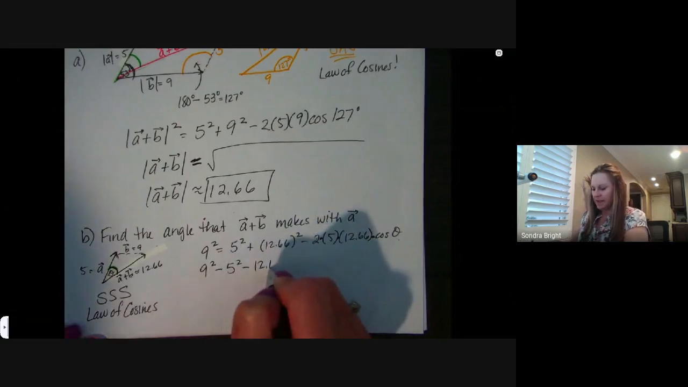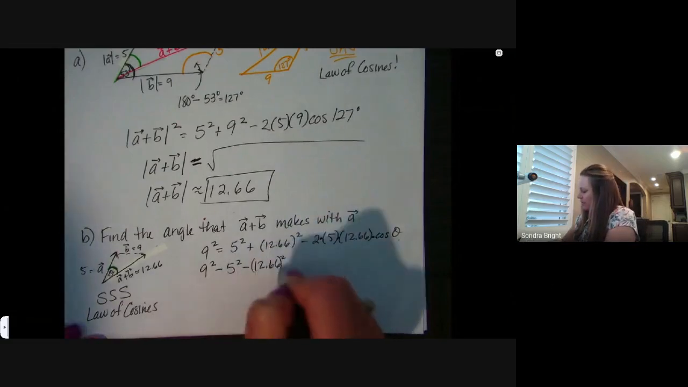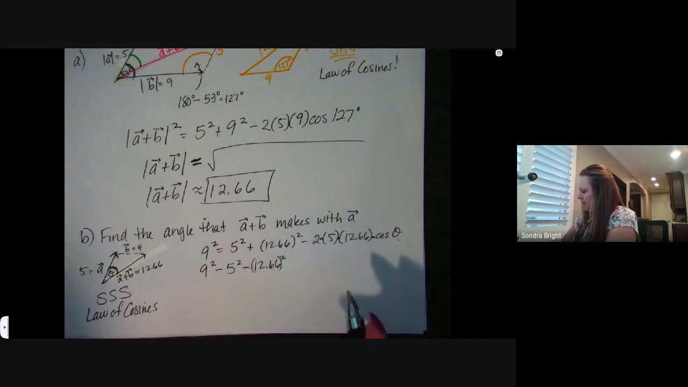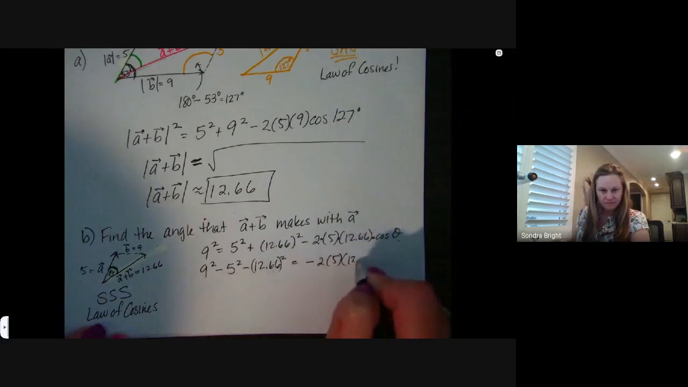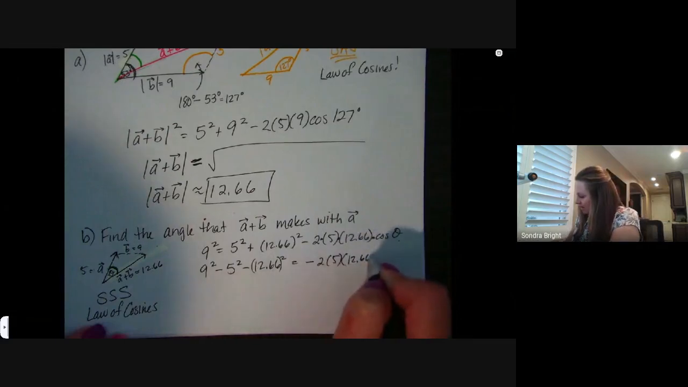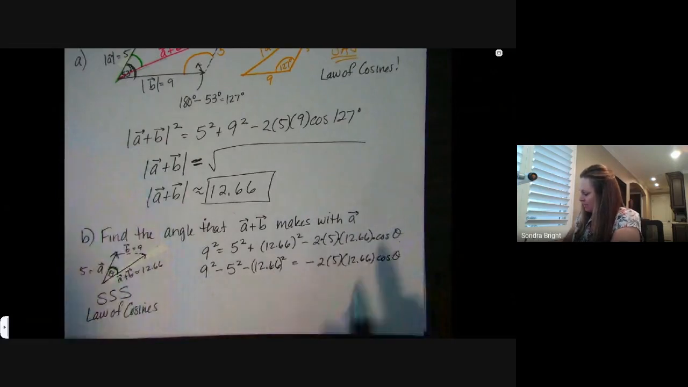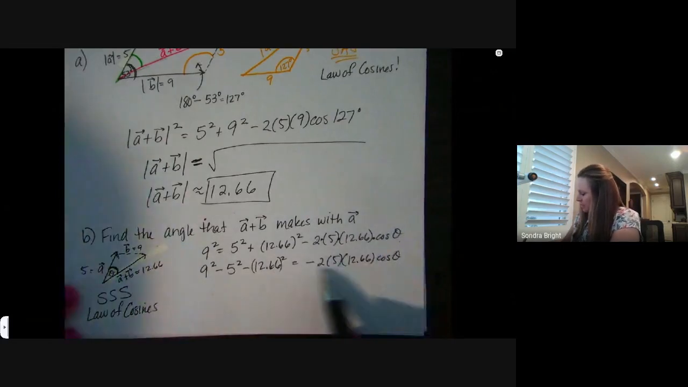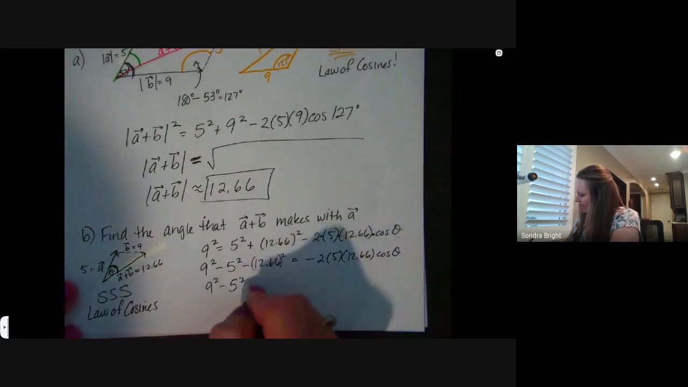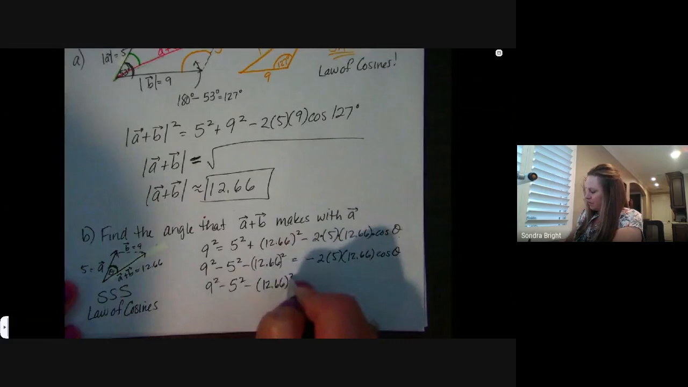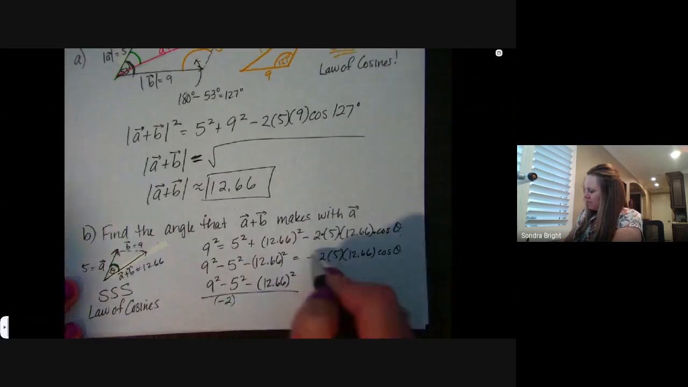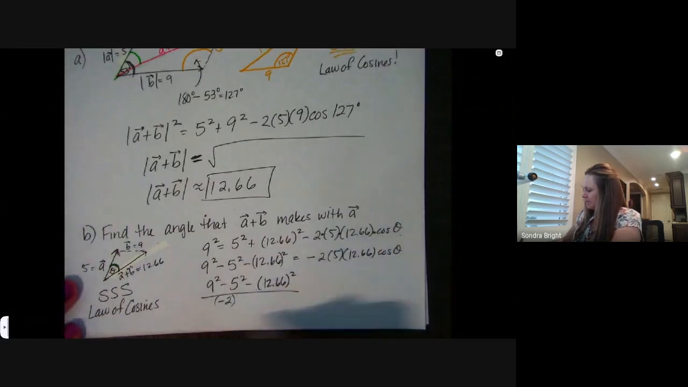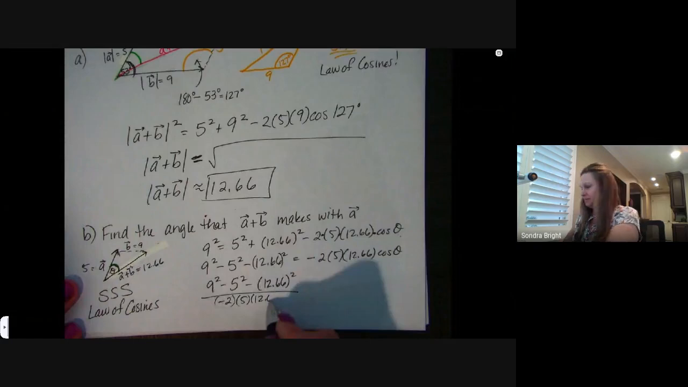Parentheses around it, right? And that's equal to the negative 2 times 5 times 12.66 times the cosine of theta. Then I'm going to divide by the number that's in front of cosine of theta. So I'm going to still have 9 squared minus 5 squared minus 12.66 quantity squared divided by the negative 2, technically that's like times, right? Times 5 times 12.66. And that's equal to the cosine of theta.